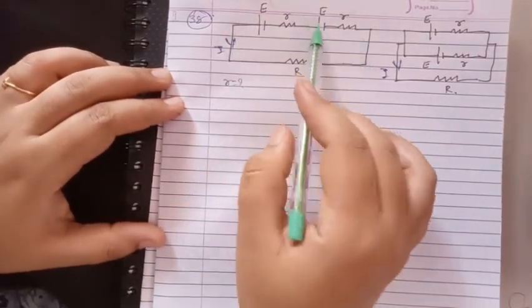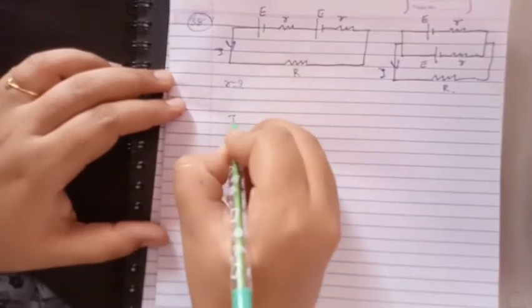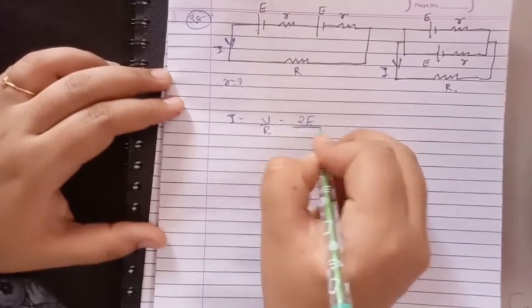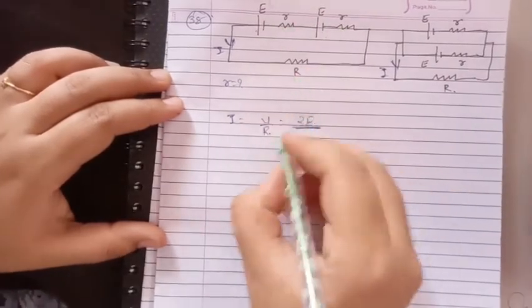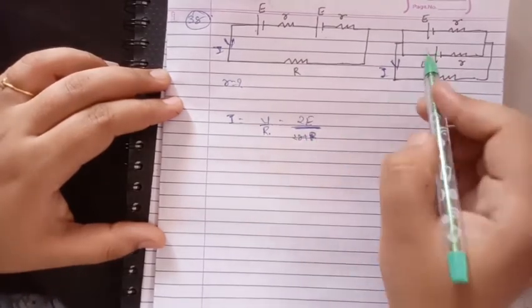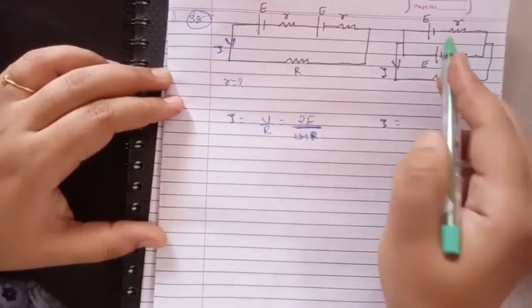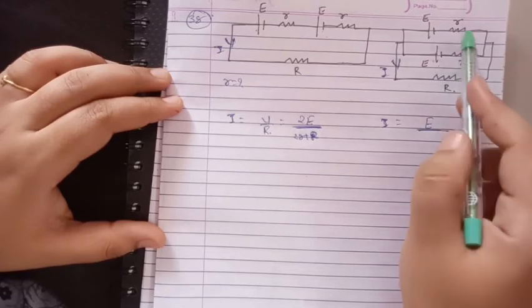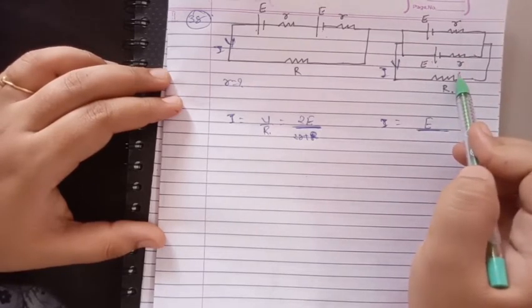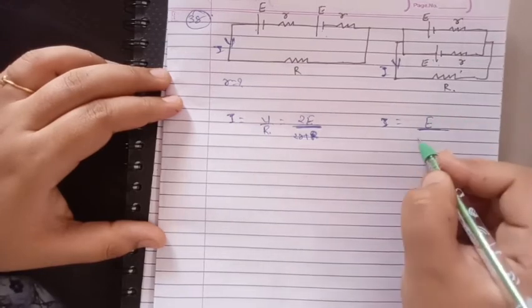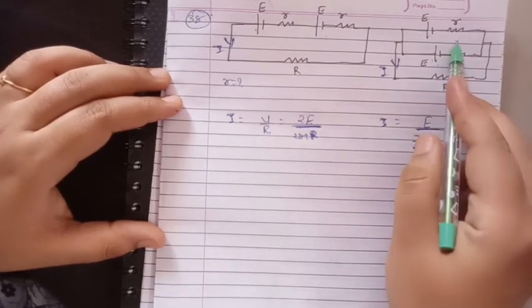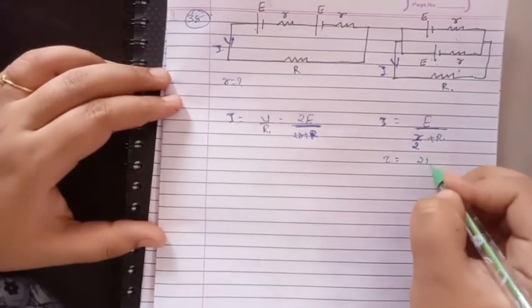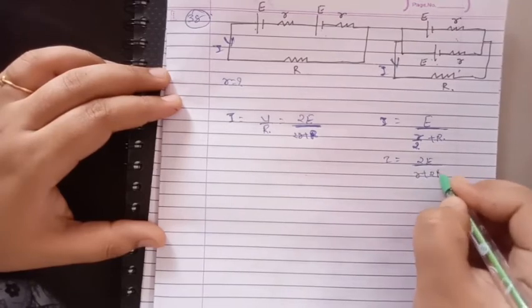Writing current in this equation, the net EMF will be 2E. I is V by R. Net EMF 2E divided by net resistance, which will be 2r plus capital R. In the parallel case, as both are connected in parallel, net EMF will be E. The equivalent of the internal resistance of the batteries will be r by 2, as the batteries are connected in parallel, the resistances are also in parallel, and this r by 2 is in series with capital R. So I will be E divided by R plus r by 2.